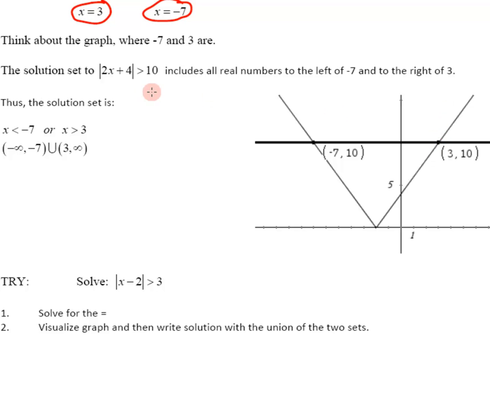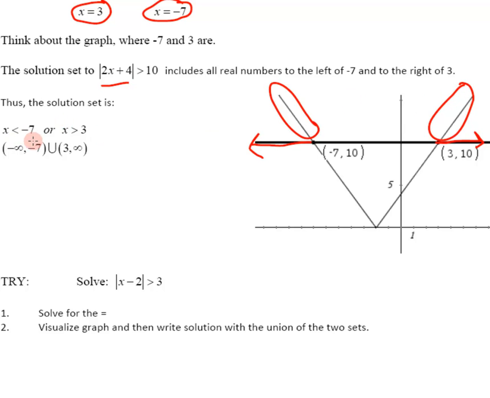Now remember, it said greater than 10. When is this greater than 10? Here it's greater than 10, the y is greater than 10. Here the y values are greater than 10. What x values produce them? Well, I found this point to be negative 7, so negative 7 and over makes y greater than 10. I found this point to be a 3, so 3 and to the right make the y values greater than 10. So that's my solution.